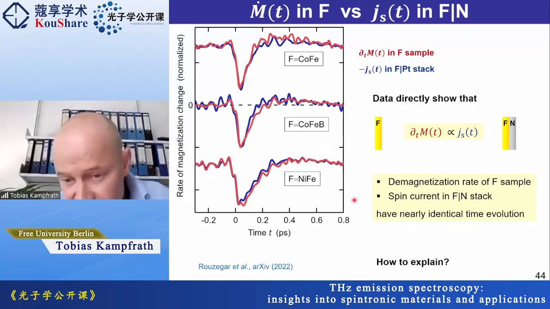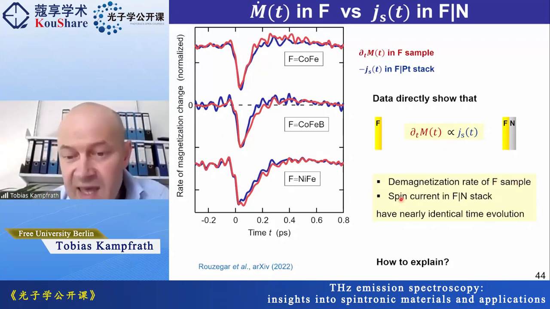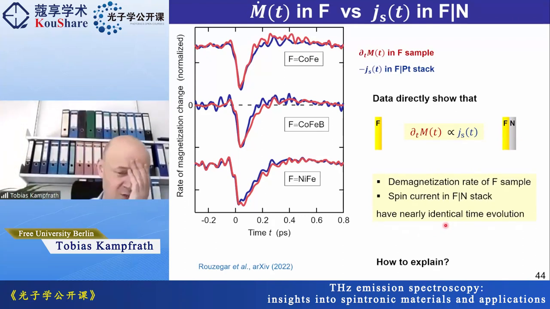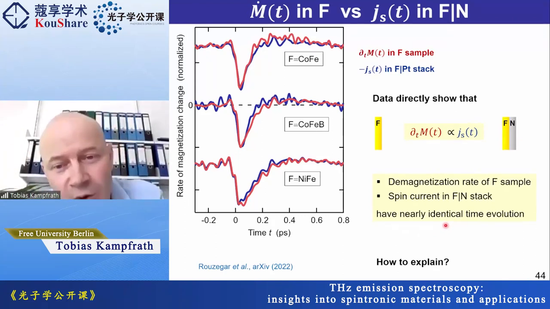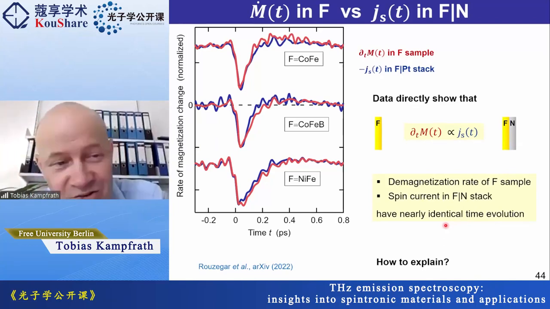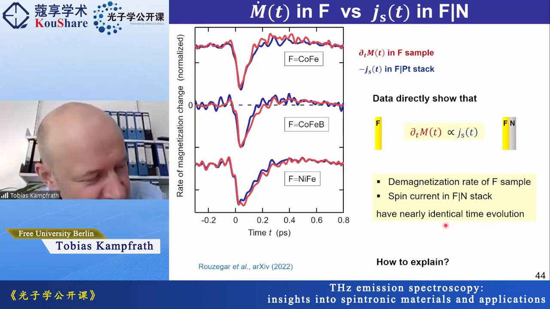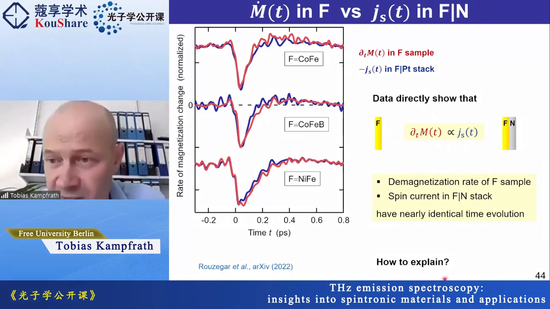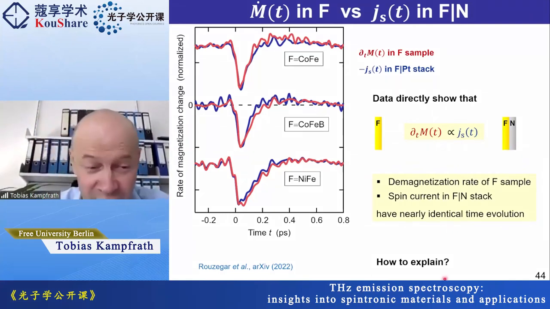But these data therefore suggest that the demagnetization rate of a single F-layer sample and a spin current inside such a stack, a two-layer stack, have nearly identical time evolution. So how can we explain this? And this is now the final step of the terahertz emission spectroscopy work steps. It's the step in which we interpret our data, in which we try to explain what's going on.